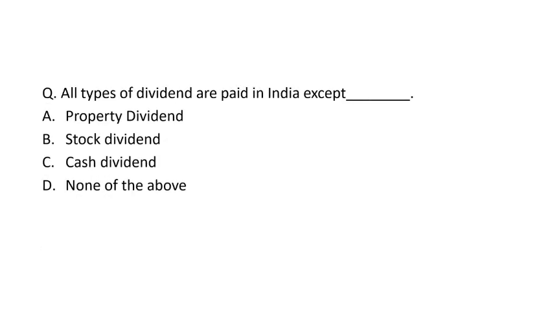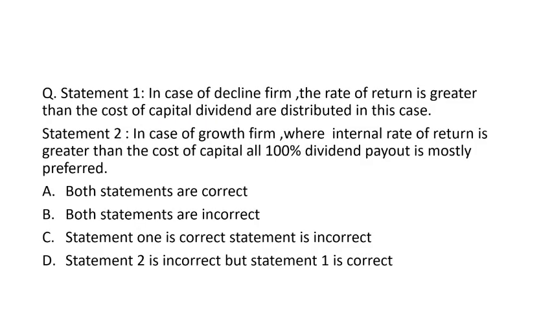Next question. All types of dividend are paid in India except dash. Stock dividend, where dividend is paid in the form of shares by issuing additional shares. Then cash dividend, you all know it is paid in cash. And property dividend is a type of dividend which is not practiced in India. Option number A, property dividend, is the right answer.